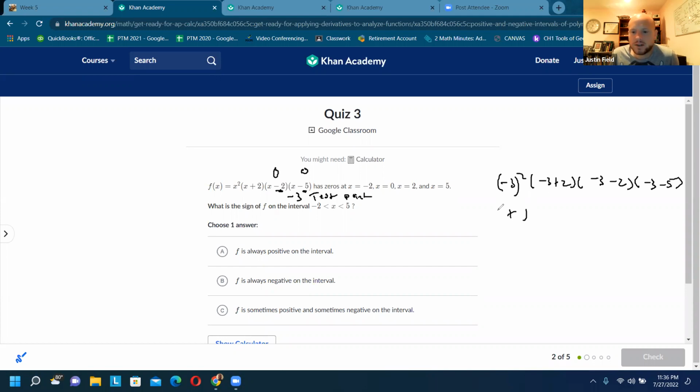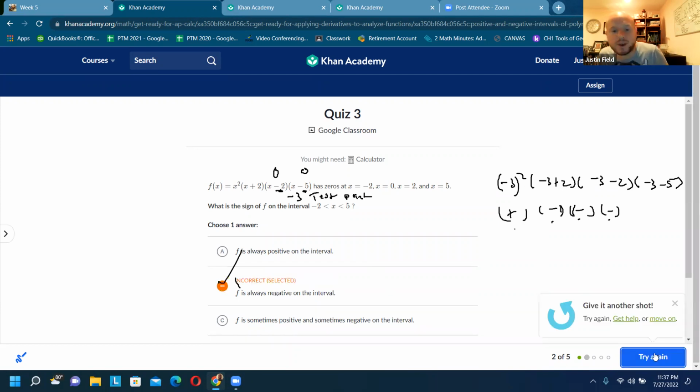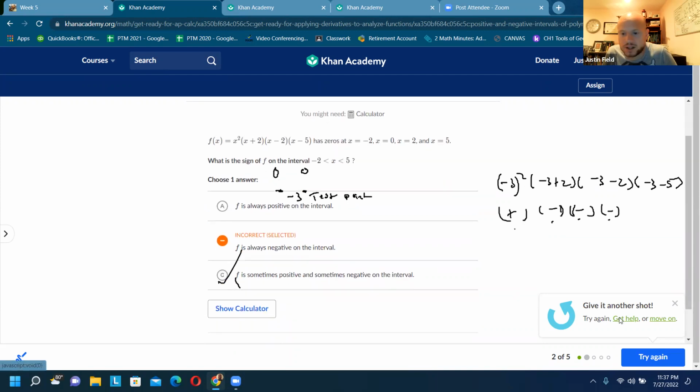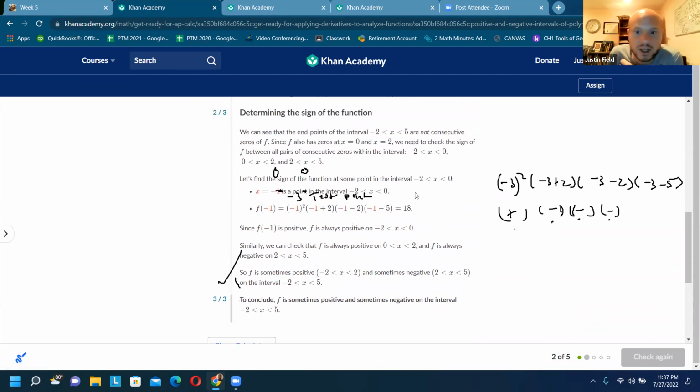So this is going to be positive times negative times negative times negative. So 3 negatives and a positive is negative. So if we pick a test point and it's negative, then it's going to be negative. Because it's going in between the zeros, and so it's going to go down and back up, but the whole time it will be negative. What, did I get it wrong? I got it wrong. Okay, let's see. Let's see if we can find my mistake. Did I not pick something on the interval?